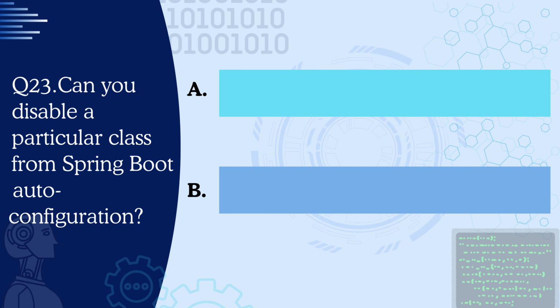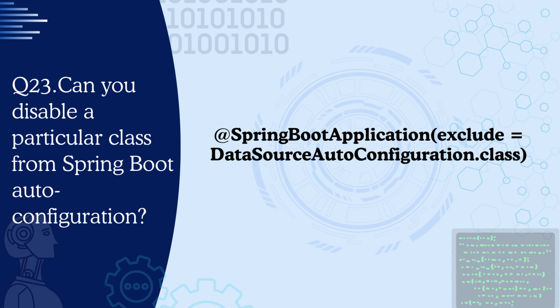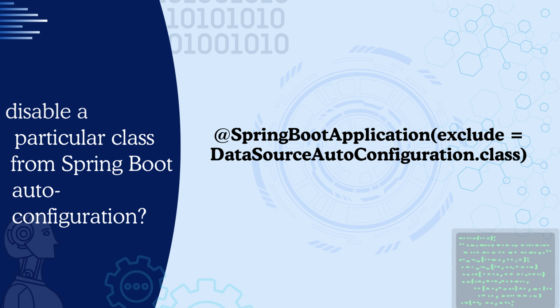Question 23. Can you disable a particular class from Spring Boot auto configuration? Yes or no? The correct answer is yes. Yes, you can. Just use exclude in the @SpringBootApplication annotation.